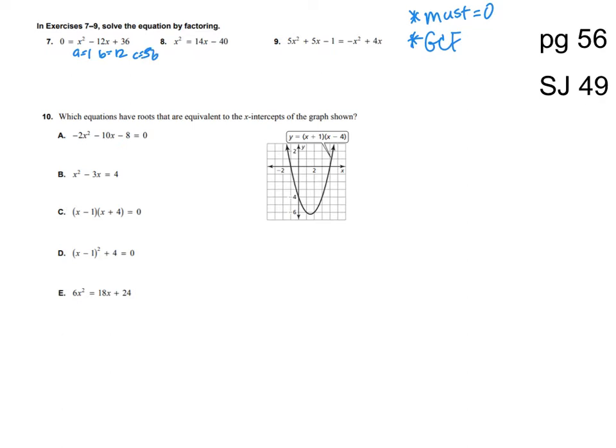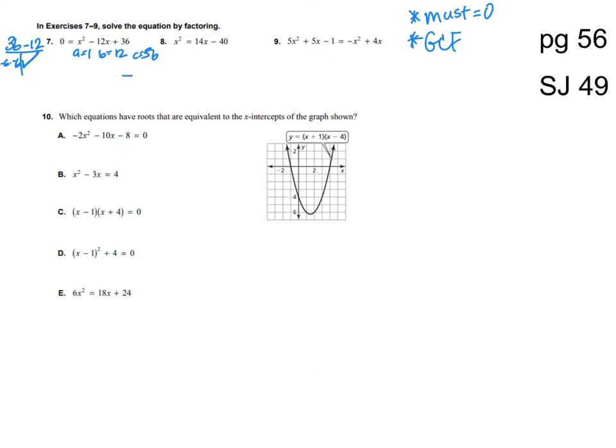Then factors of A times C, so factors of positive 36, that will give me a sum of negative 12. Let me think. Negative 6 times negative 6? You can think about them and only put the one that works in there. Negative 6 times negative 6 is positive 36. Negative 6 plus negative 6 is negative 12. So that is the pair of factors that I want to use.